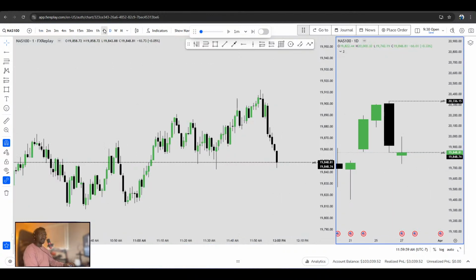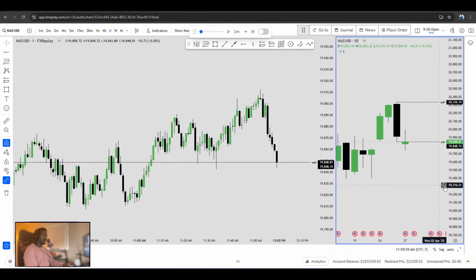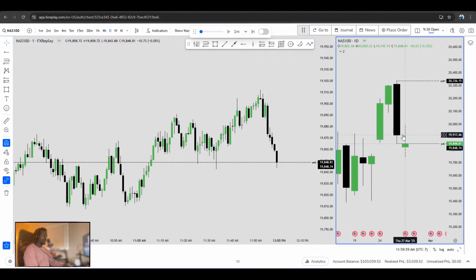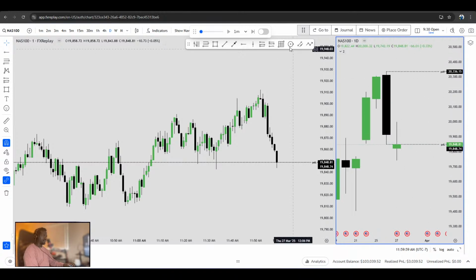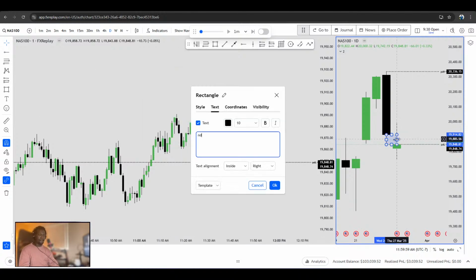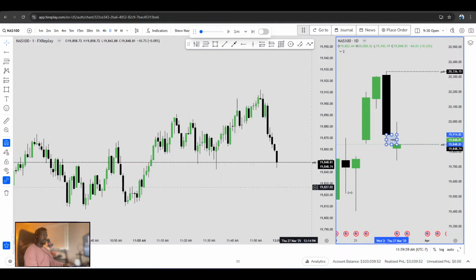Okay, let's go to the one. Okay, what are we likely to see here? So we do have an opening gap over there. I'm not gonna mark it. Should I? Yeah, just mark it. Close price to the open price over there. New day opening gap right there.